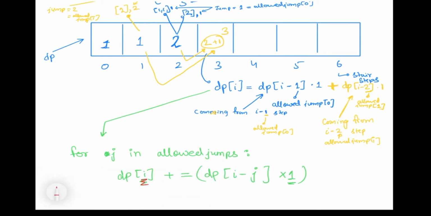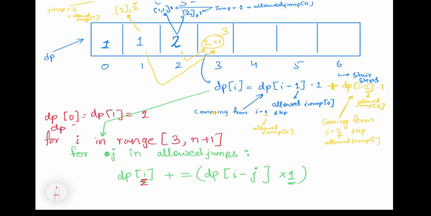But where is this i coming from? So I must define it as well. So I'll iterate i in range 3 to n plus 1, where n is nothing but the number of steps we want to reach. So we will go in a bottom-up fashion. We will keep sub-optimizing the steps until we reach the nth step, and once we reach the nth step, we will return the nth step. In the meanwhile, I have also initialized the array as well. dp[0] is nothing but 1, dp[1] is nothing but 1, dp[2] is nothing but 2.